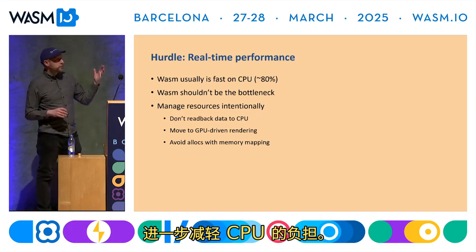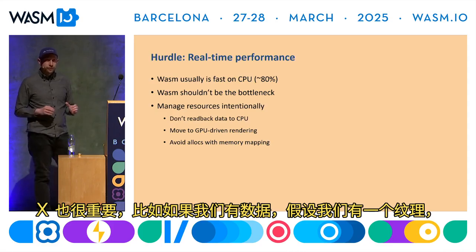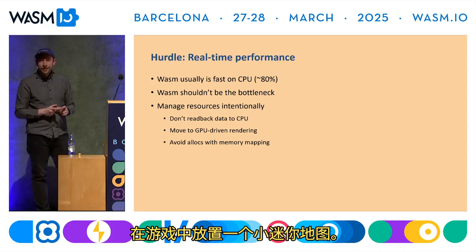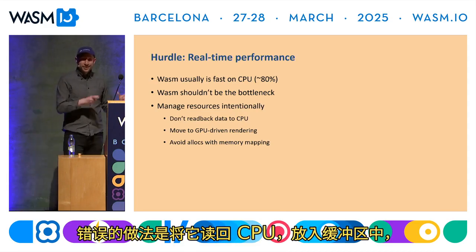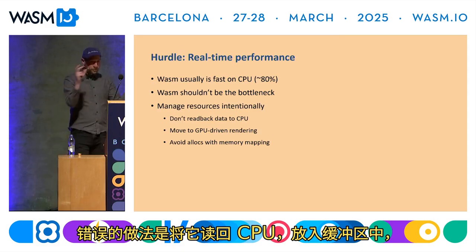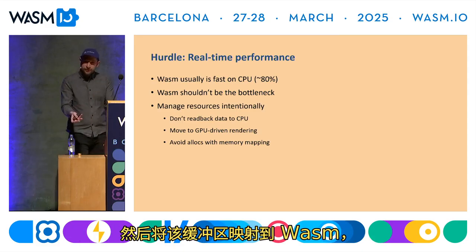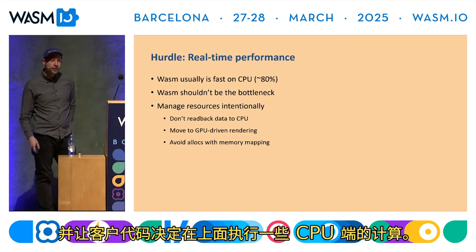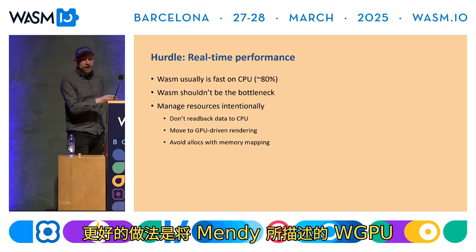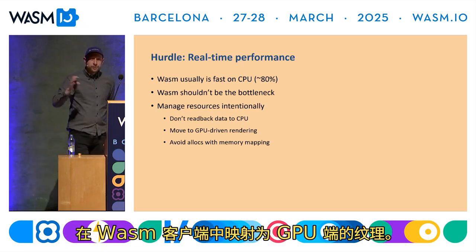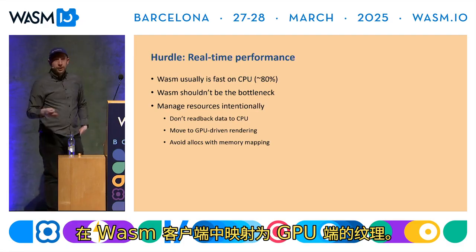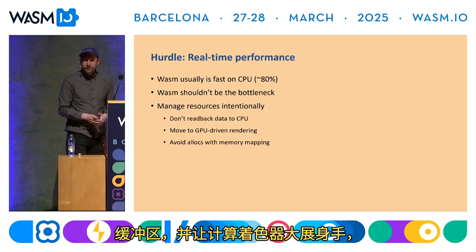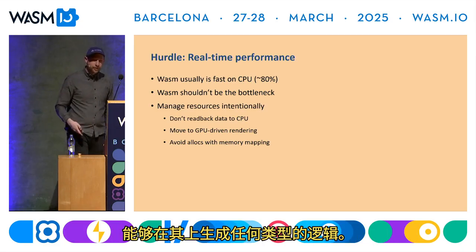What I was describing before about CPU readbacks is very important as well. Let's say we've got a texture, a height map, and we want to do some calculations and put a little mini map in a game. Super cool, right? The wrong way to do that is to read it back to the CPU, put it into a buffer, map that buffer into Wasm, and have the guest code perform some CPU-side calculations on it. The better way is to have that mapped, using everything Mendy described, by wgpu into the Wasm guest as a GPU-side texture, write a texture again, generate an indirect command buffer on the GPU, and let a compute shader go to town, being able to generate any kind of logic on top of that.